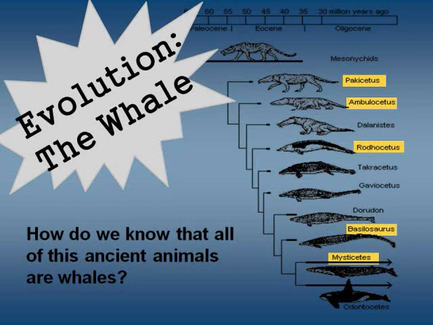Now, how do we know that these are ancient whales? What makes the scientists say that? Well, we look at the fossil record, and there's evidence found in the fossil record all the way back to Pakicetus that links all of these animals together, and then ultimately to the modern whale.